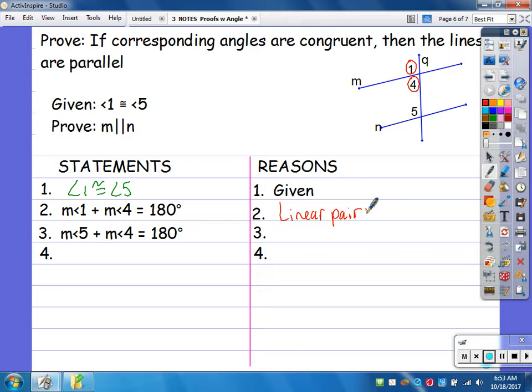Alright, so the angle name, and then I need to know what the relationship is between those. So I know that linear pairs are supplementary. I can see here that they're supposed to add up to 180 according to the statement, so that works out perfectly. Linear pairs are supplementary.